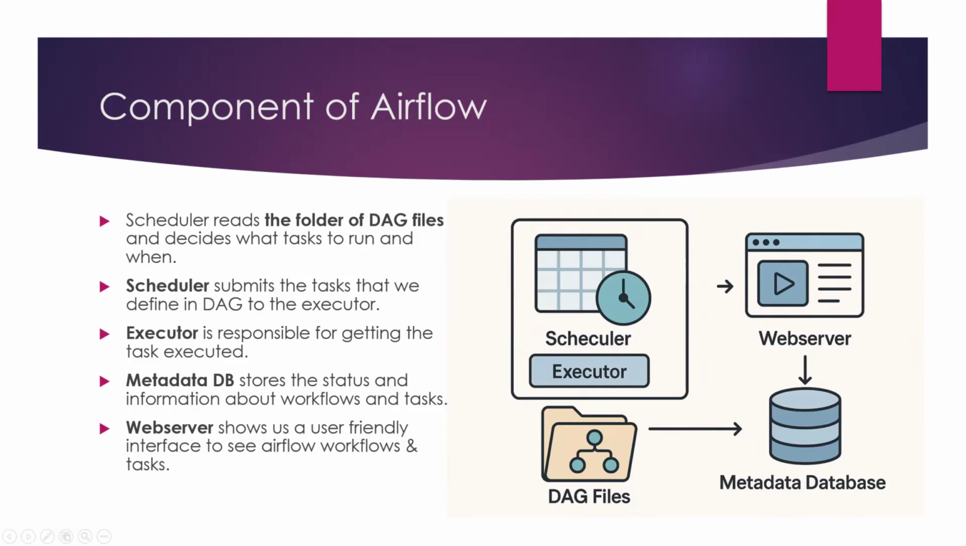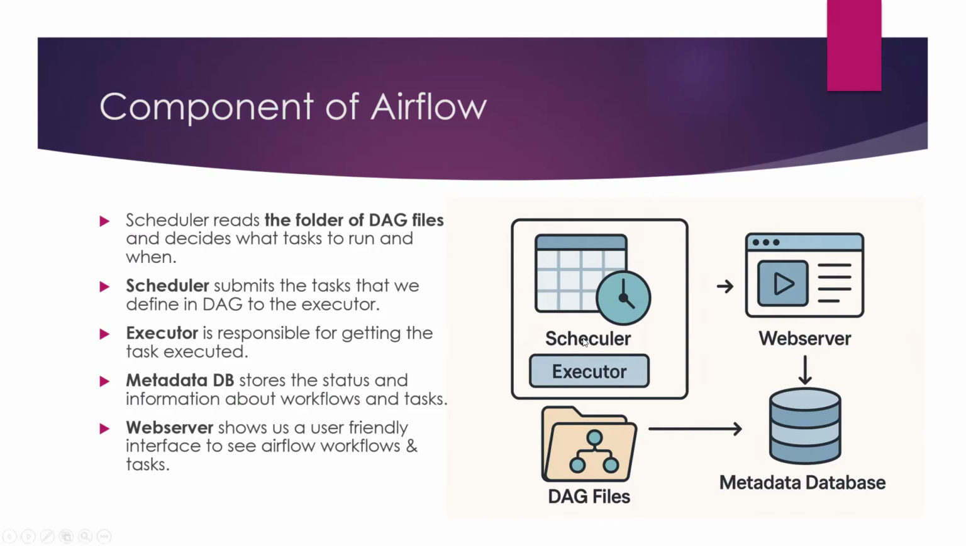Now a scheduler reads the folder of DAG files, and it decides what task to run and when. So whatever we define in our DAG files, the scheduler reads that from these DAG files, and then it schedules those tasks and gives those tasks to the executor, and the executor is responsible for running those tasks. And once the tasks are completed, it returns the status, or if it fails, it also returns the status.